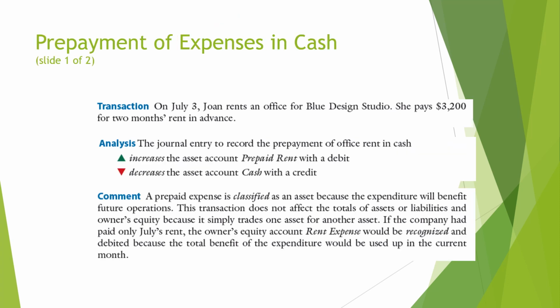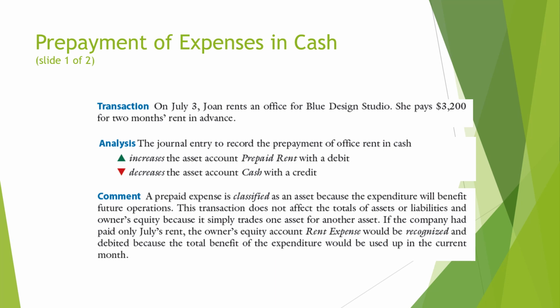July 3rd, Joan rents an office for Blue Design Studio. She pays $3,200 for 2 months rent in advance. So her cash goes down because she did pay the money. But she can't use an expense yet because she hasn't used the building yet. This is known as a prepayment. So instead, she's going to increase an account called prepaid rent. It's an asset because it'll benefit her in the next 2 months when she does use that office space. So she's going to increase prepaid rent and she's going to decrease cash.